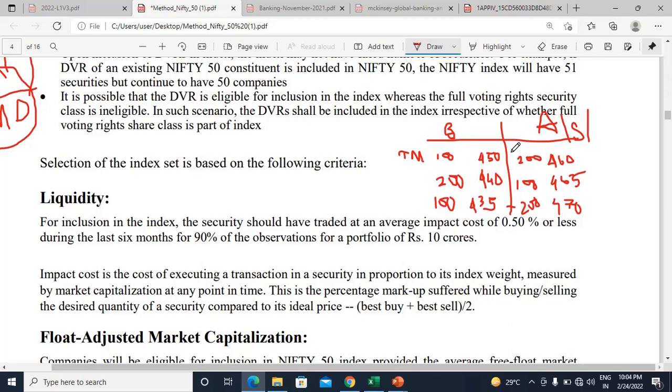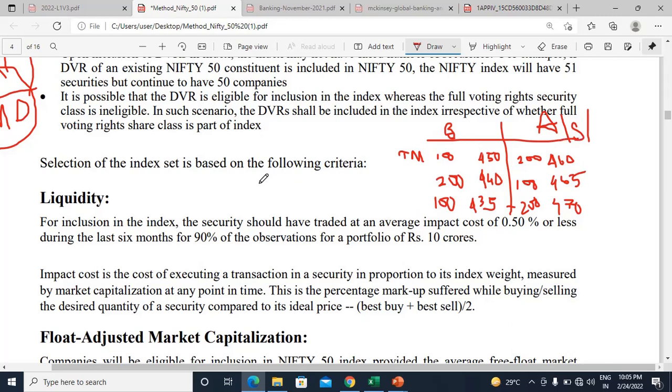So let's say now, if you place an order of 10 crore rupees, if you just calculate it, you will find it is 100 multiplied by 450. So it is only 45,000 rupees worth of shares for the bid side, and for the ask side it is 200 into 460, so it is 92,000, right?